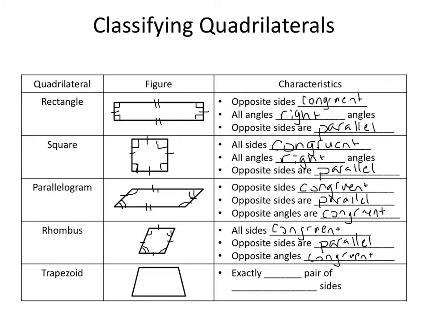Okay. The last shape, which is most different from all the rest, is a trapezoid. And the one thing with the trapezoid is that it has exactly one pair of parallel sides.